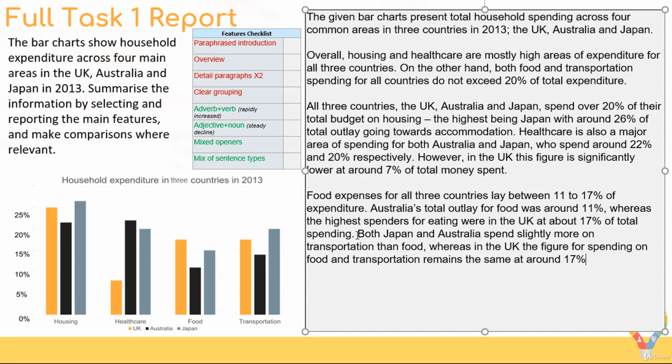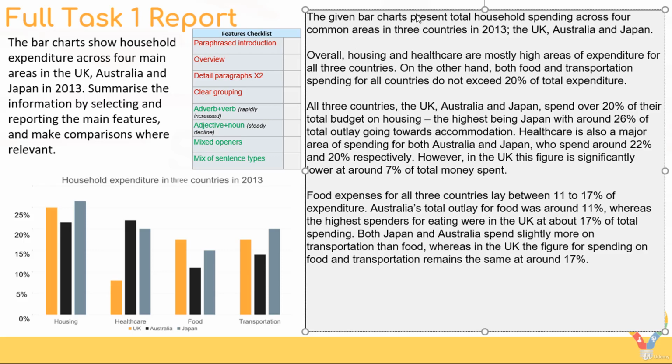Okay, so let's read this second bit back. Both Japan and Australia spend slightly more on transportation than food, whereas in the UK, the figure for spending on food and transportation remains the same at around 17%, and this is just giving a bit more detail and specific figures. Okay, so that's my second detailed paragraph complete. Let's take a read through the whole report.